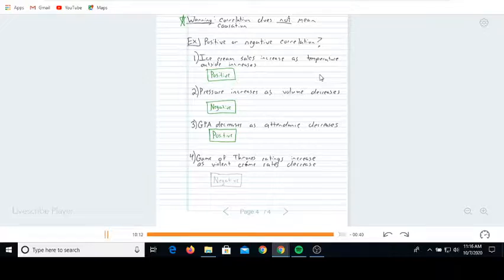Number four, Game of Thrones ratings are increasing as violent crime rates are decreasing. This is a negative correlation. Variables tend to move in opposite directions. And this is what I would call a coincidence, right? Purely coincidence that there appears to be some correlation between Game of Thrones ratings and violent crime. Clearly those wouldn't have any real connection.